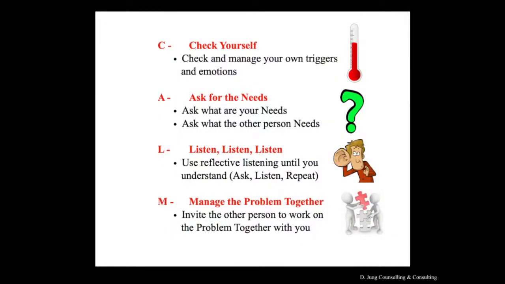There you go. Just real quick, remember: get in a conflict, try to stay calm. Check yourself. Check and manage your own emotions and triggers. Be able to identify what they are. We're going to talk about triggers a little bit next. Ask what you need. Ask what the other person needs. L is for listen. Be curious. I believe curiosity is a cure to discrimination, bias, racism, and many other isms in the world. Be curious, and then manage the problem together, but stay calm.